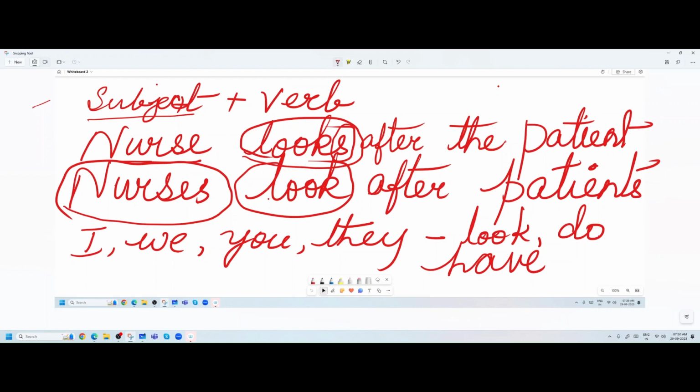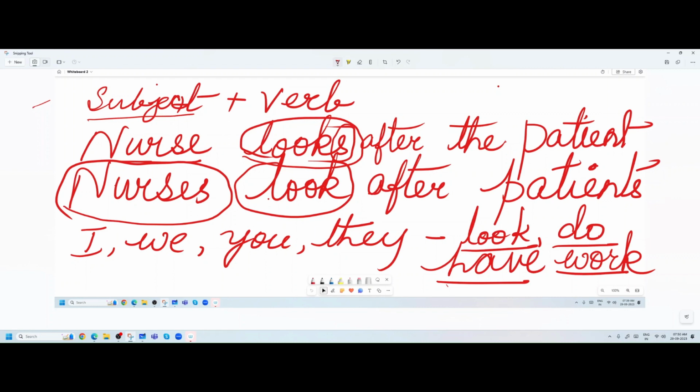So, I look after my parents. We do our work. You have a dog. They work hard. So over here, my verb doesn't have an S in it.